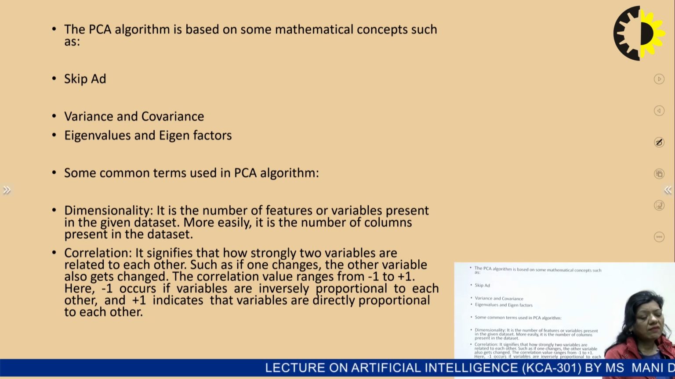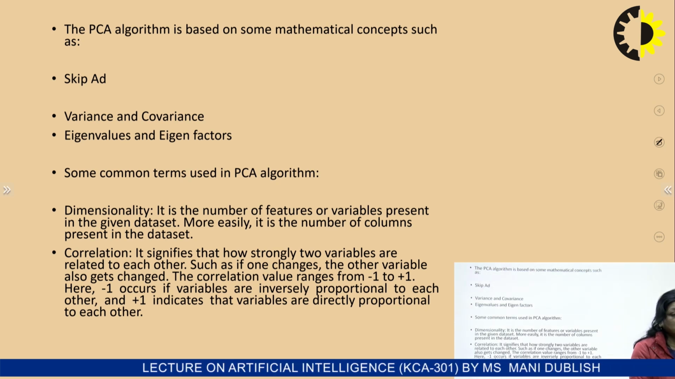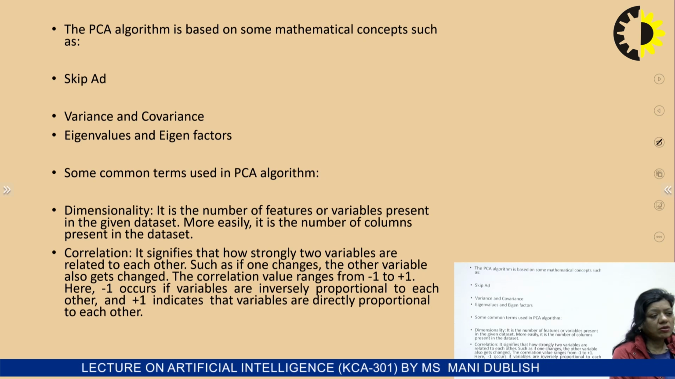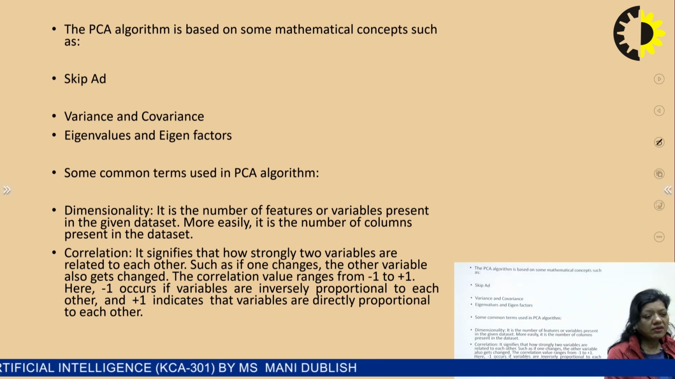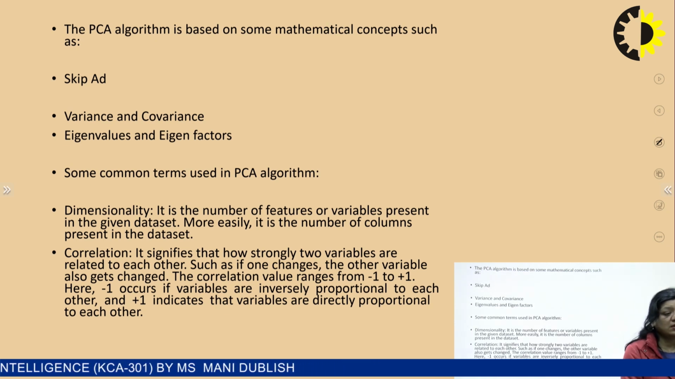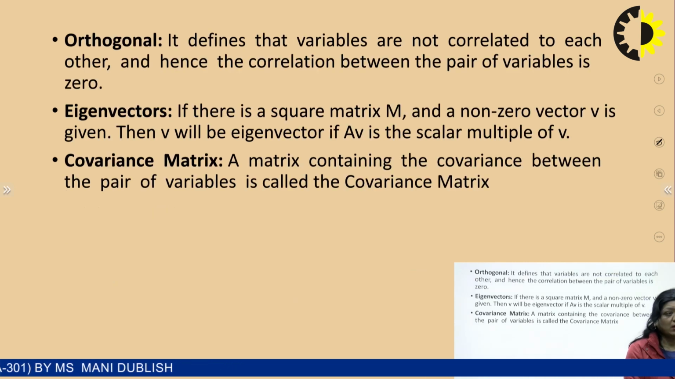Correlation signifies how strongly two variables are related to each other, such that if one changes, the other variable also changes. The correlation value ranges from -1 to +1. Here -1 occurs if variables are inversely proportional to each other, and +1 indicates the variables are directly proportional to each other. Next are orthogonal, eigenvector and covariance matrix.